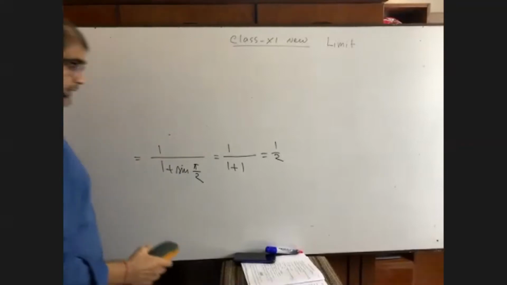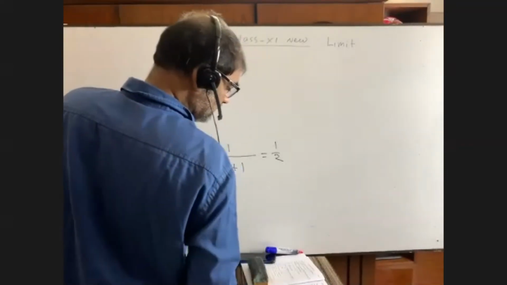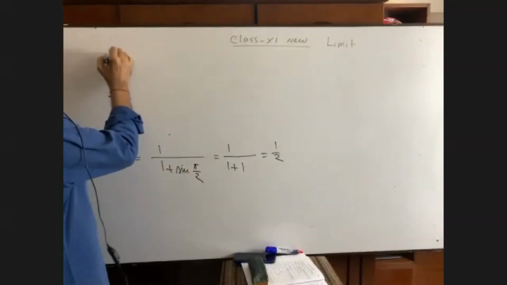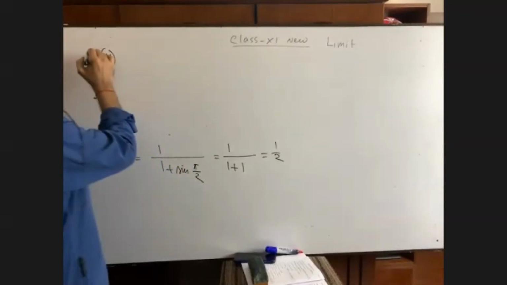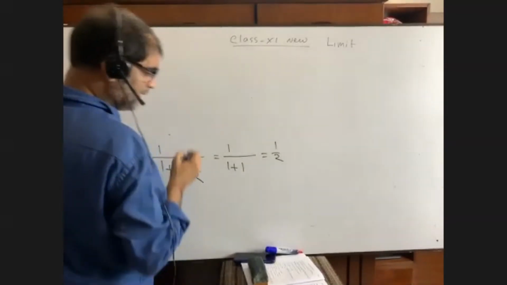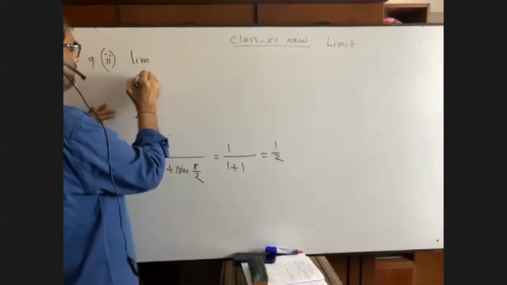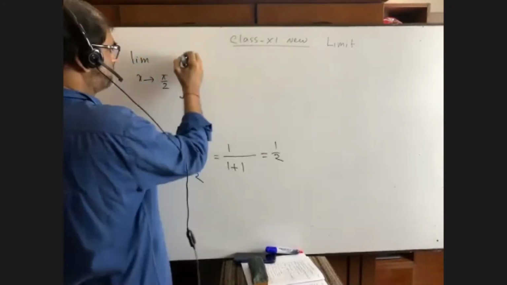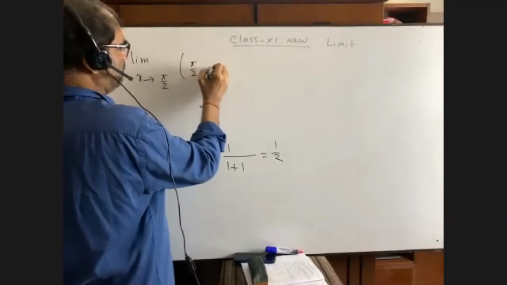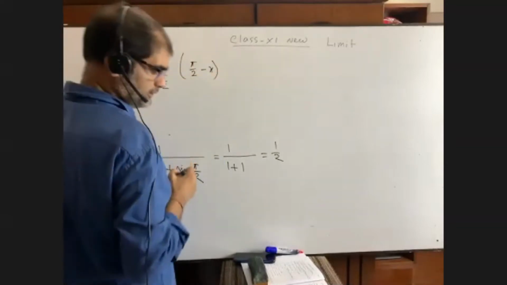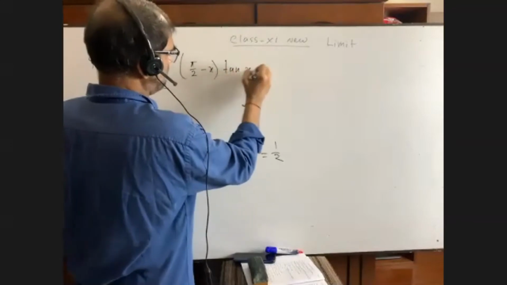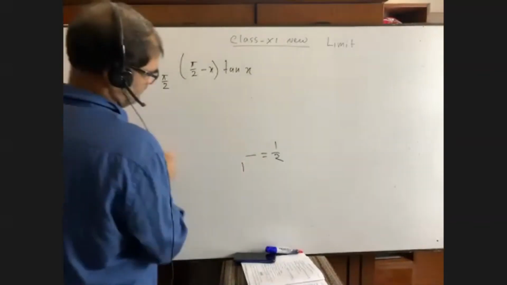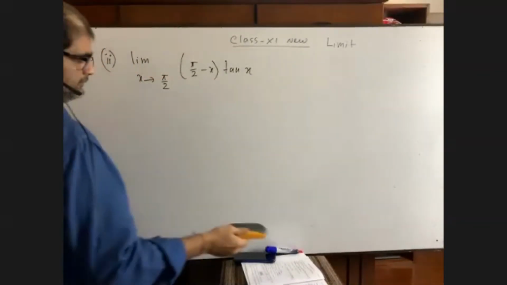It was also easy. The next math, number 2. Question 9(2). Limit x tends to pi by 2, of (pi by 2 minus x) tan x. Who can do it? Write down.